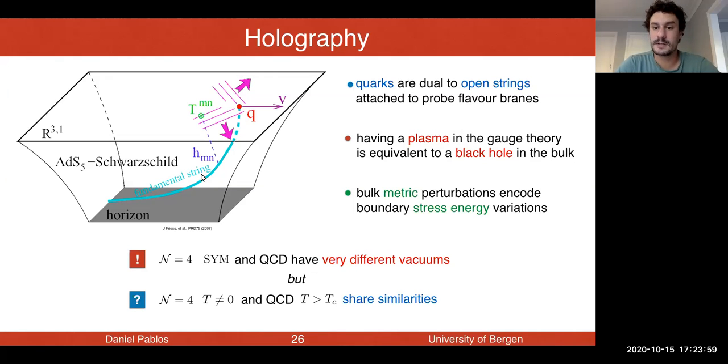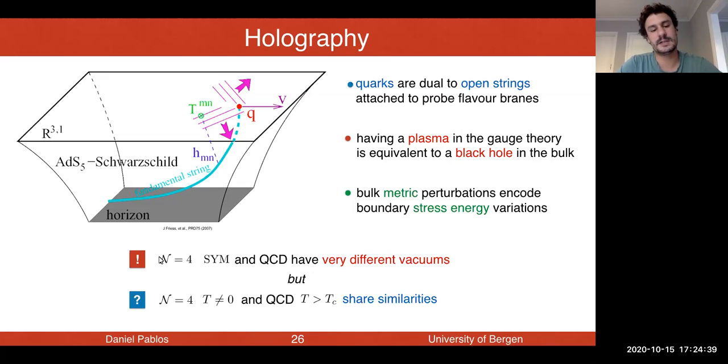The quarks are dual to open strings that are attached to the flavor branes. This is the real world dimensions at the boundary. This is the holographic direction. If you have a plasma in the gauge theory, that's equivalent to a black hole in the bulk. Then also the bulk metric perturbations encode the variations of the stress energy tensor at the boundary. This is how the dictionary sets up things, and it's a very natural field operator correspondence.